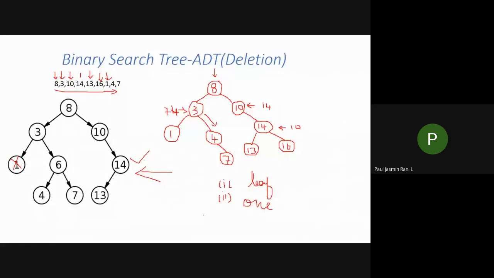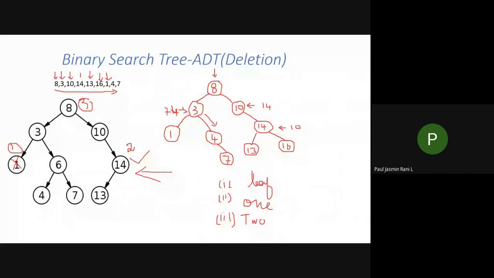And the third case is, if the deleted node contains 2 children, then what do I have to do? Let us consider this is your first case, because this particular node does not contain any child, that is a leaf node. This is your second condition, it contains only one element. And let us consider this root node, because it contains 2 branches. So that is the 3 cases you have to see.